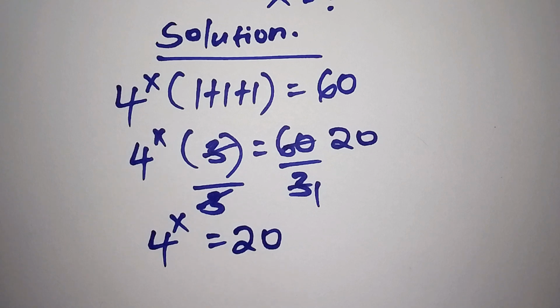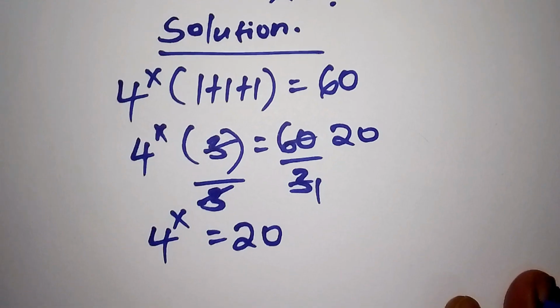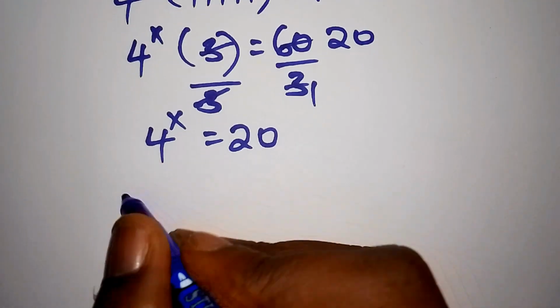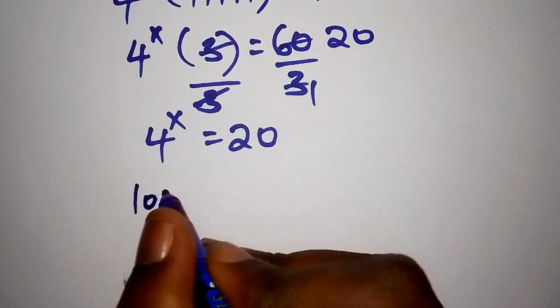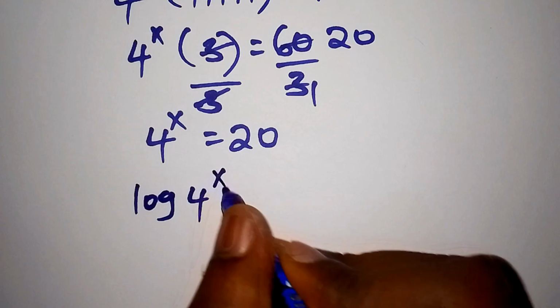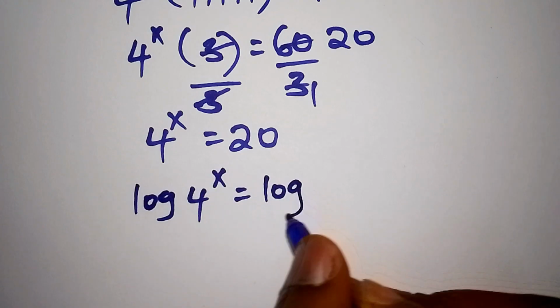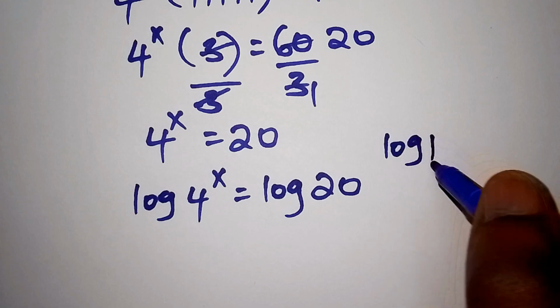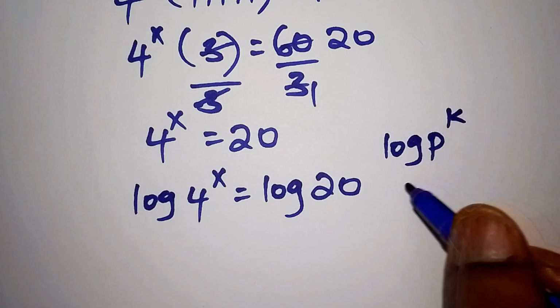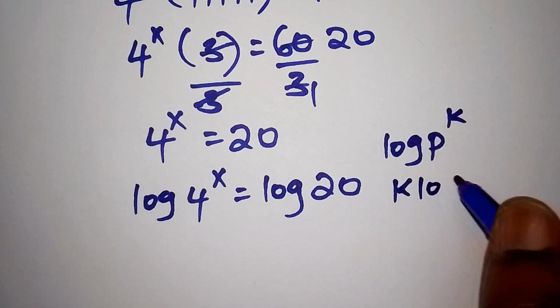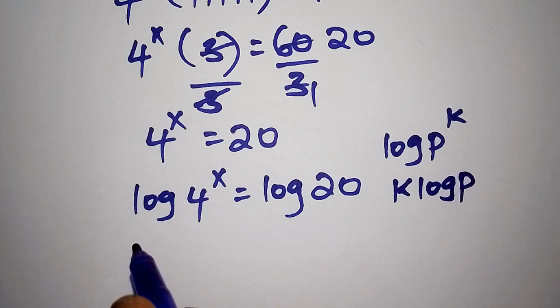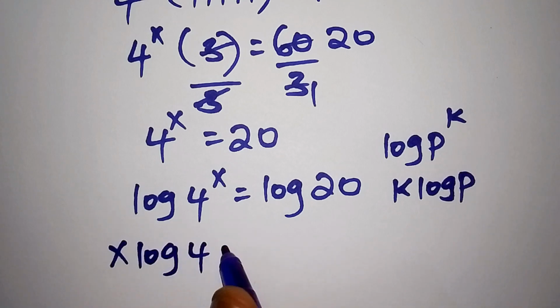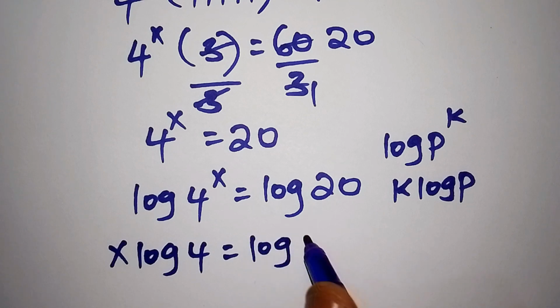So in order for us to solve this maths problem in the simplest form possible, we now have to introduce the log on both sides. So here we shall have the log of 4 to the power of x is equals to the log of 20. Suppose that you have the log of p to the power of k, this one can also be written as k, the log of p. So here we shall have x, the log of 4 is equals to the log of 20.